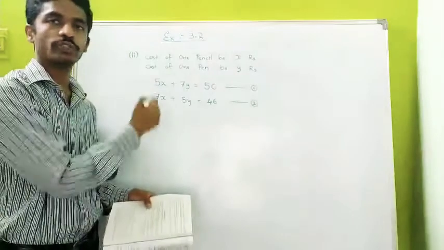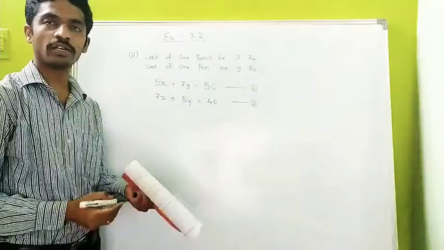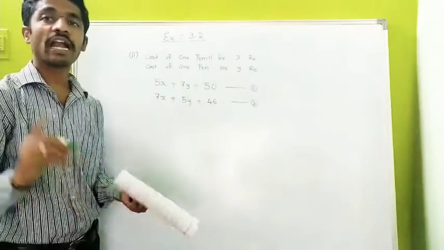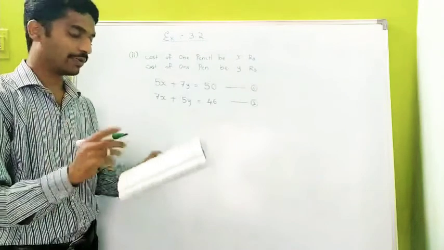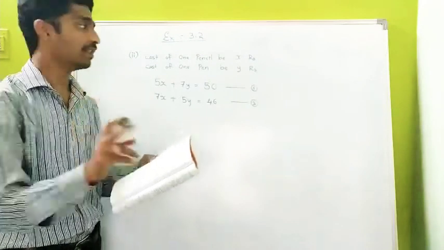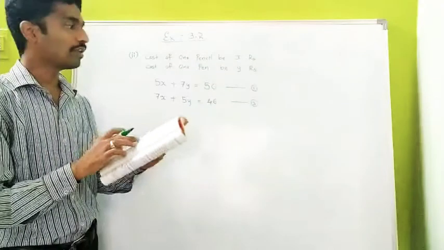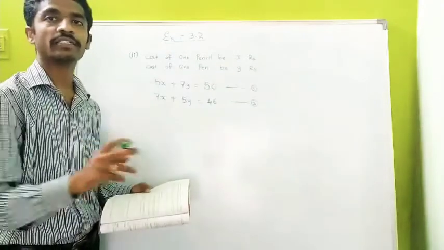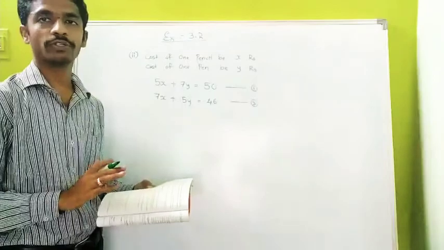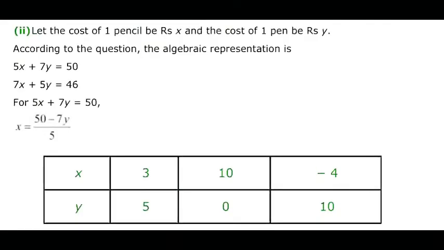So using these two equations, write down the solution table. Again, plot the graph. At the end, what do you have to write? You have to write the cost of 1 pencil. Whatever x value you get, that is the cost of the pencil, and whatever y value you get, that is the cost of the pen. Understood? So now plot the graph.